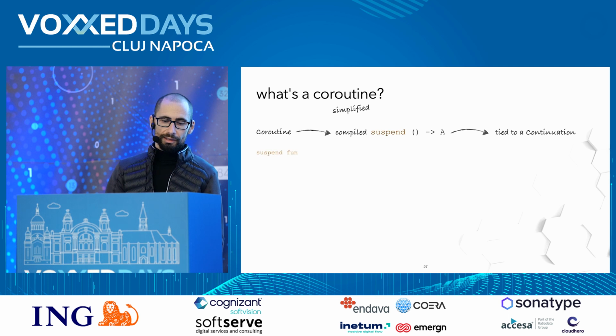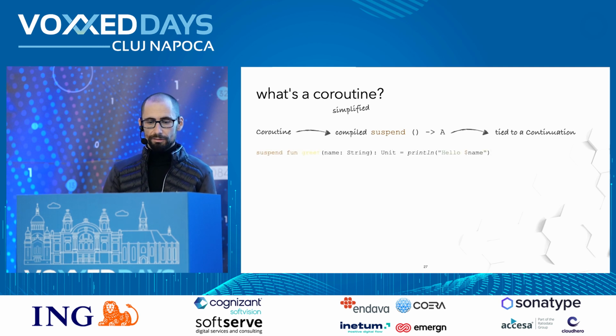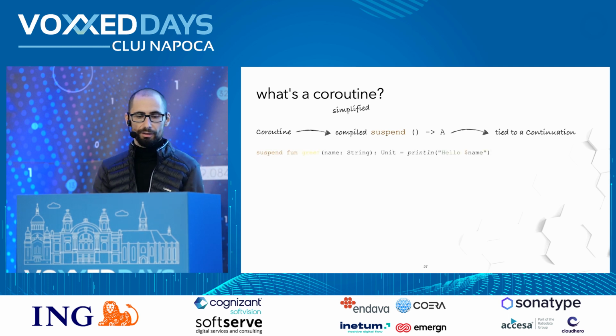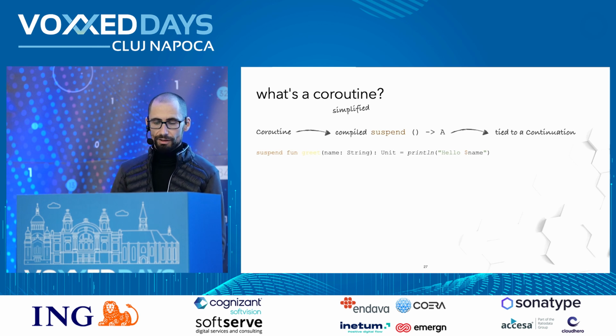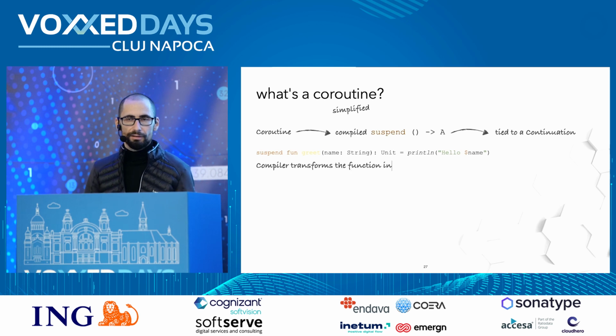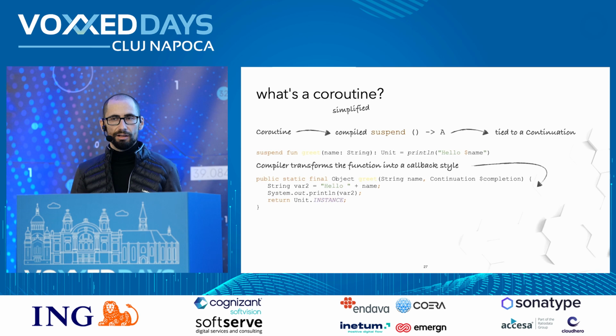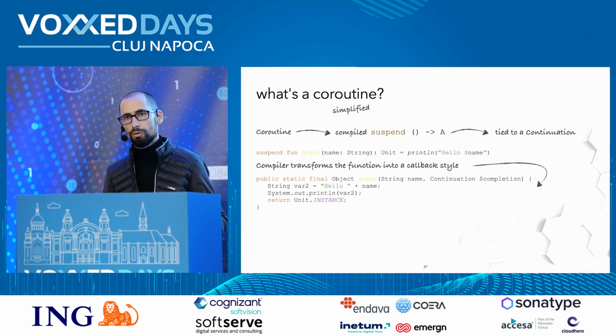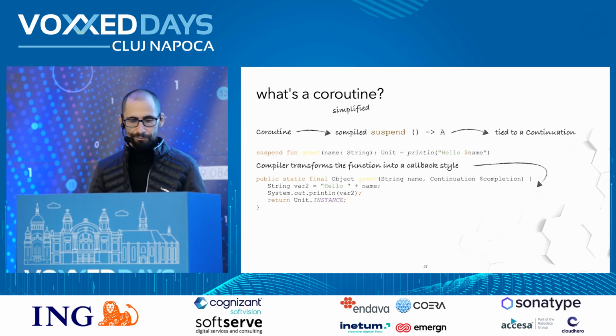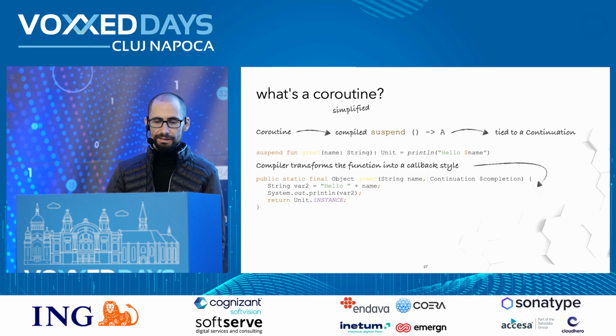So if we look at our previous example, but simplified without anything else, just to make it easier to understand, what happens is that the compiler, when it sees the suspend keyword, transforms our function into a callback style. So basically, you can think of continuation as callbacks for our function. And what happens is that inside the continuation, we decide how the program continues.